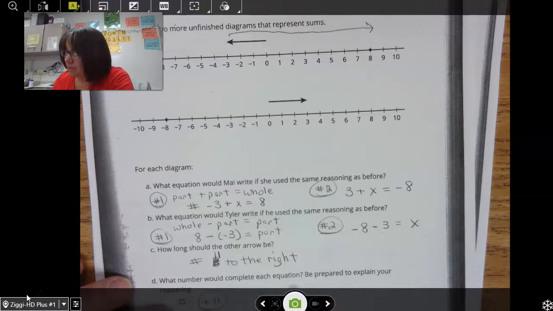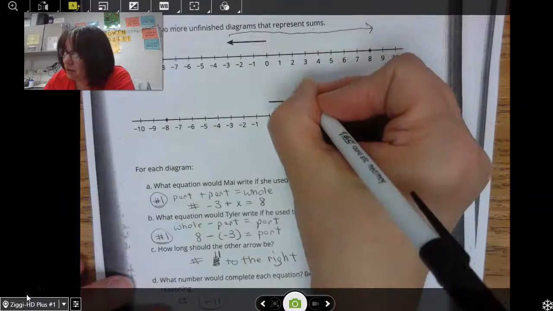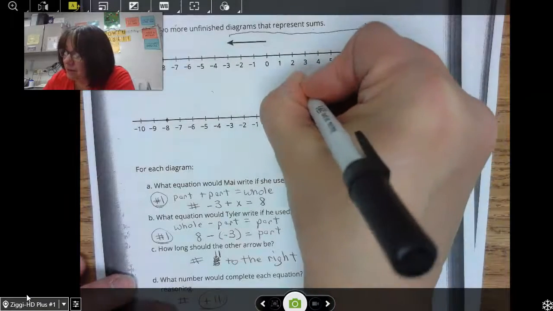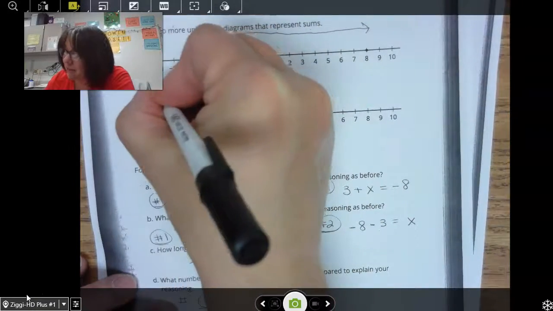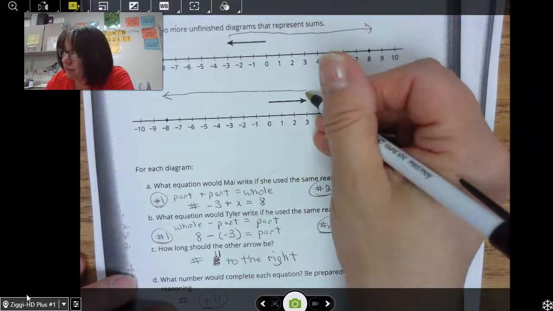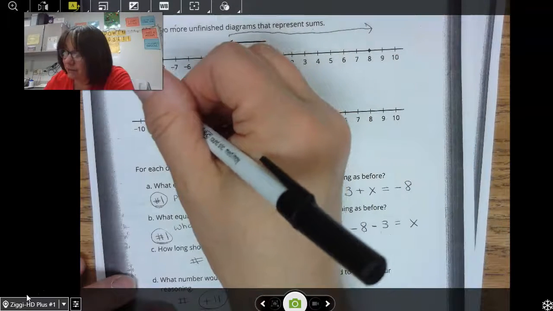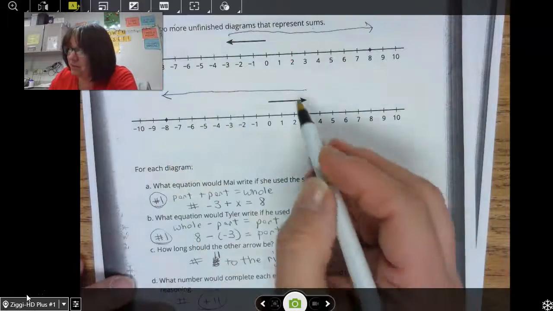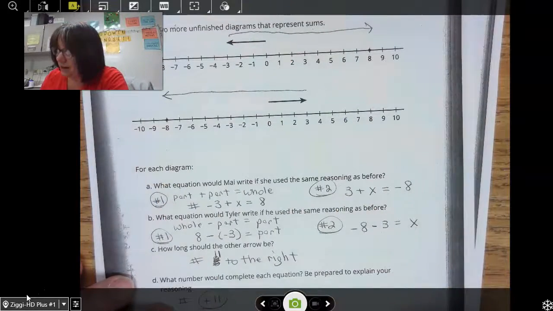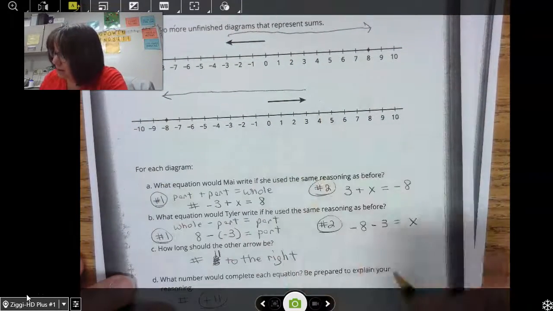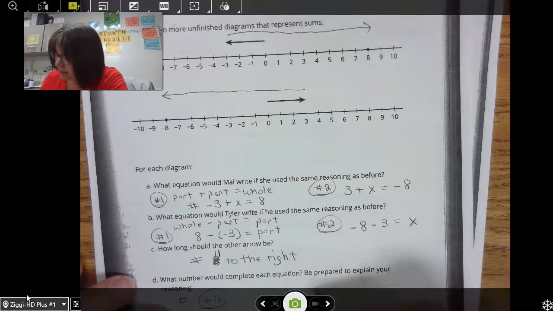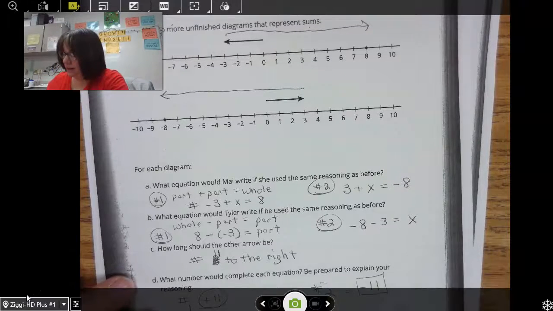So then what number completes the equation? So here I am after part at 3 to get back to -8. How many would that be? Well, I would have to go -3 to get to 0, and another negative. These are all negatives because it's going to the left, so that would be 11. 8 and 3 again is 11, but this time my answer is -11 because the arrow went to the left.